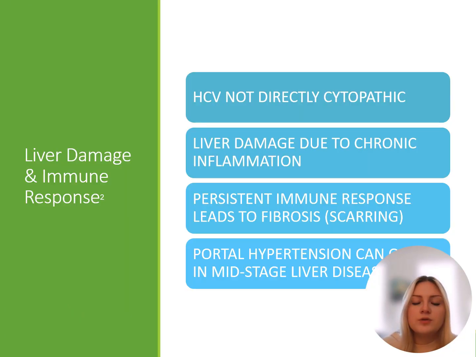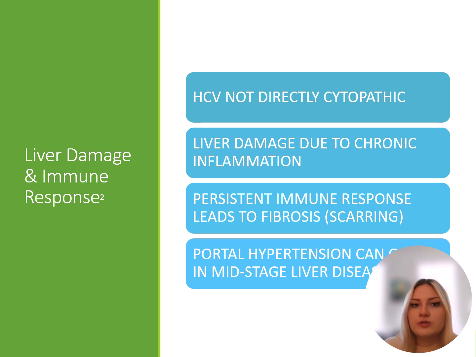Liver damage and immune response. Hepatitis C is not directly cytopathic, so the damage is not from directly killing cells. The liver damage is due to chronic inflammation. As we know, the majority of cases are chronic infections, so it's not being resolved. There's going to be a persistent immune response to the presence of the virus.